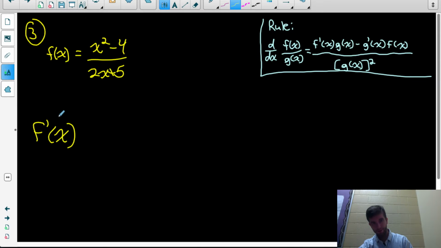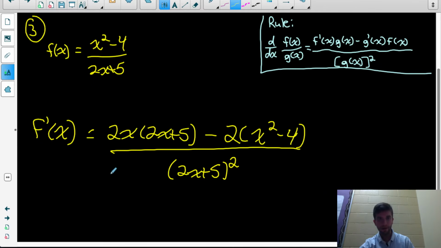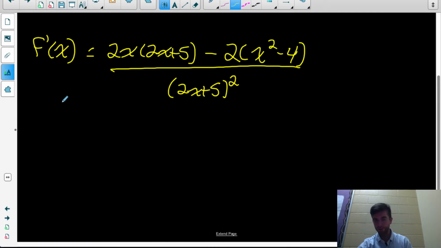I would need to do the derivative of the top function, so the derivative of x squared minus 4. Well, the derivative of x squared is 2x, and the derivative of negative 4 is 0, so the derivative of the top is just 2x, times the bottom function, minus the derivative of the bottom function, which would just be 2, times the top function, all over the bottom function squared.